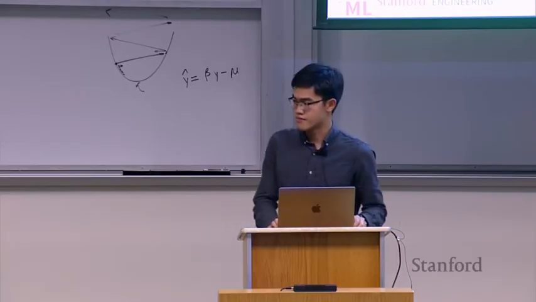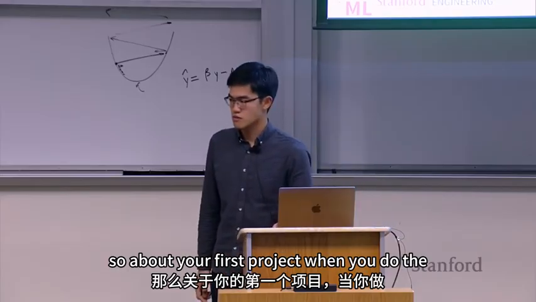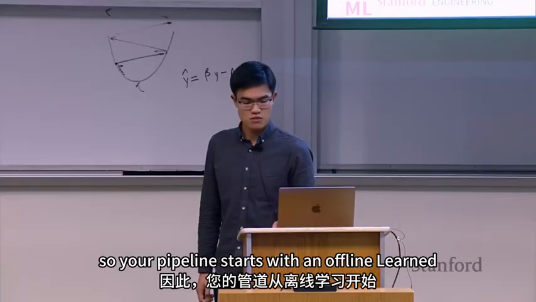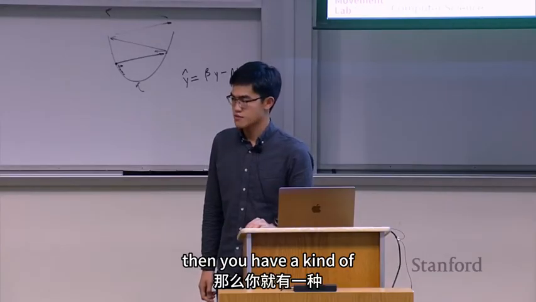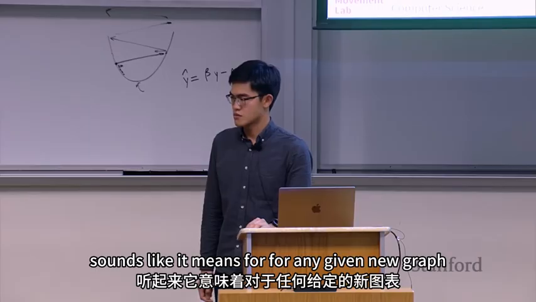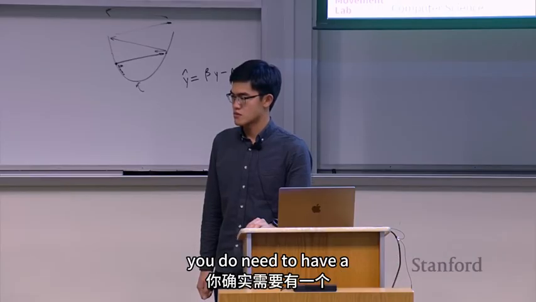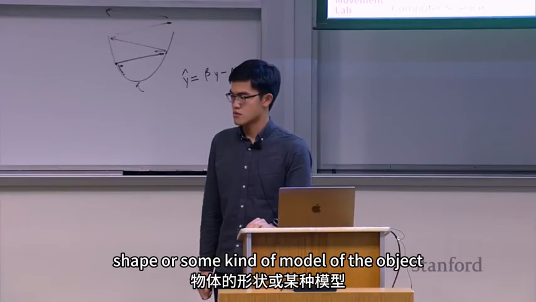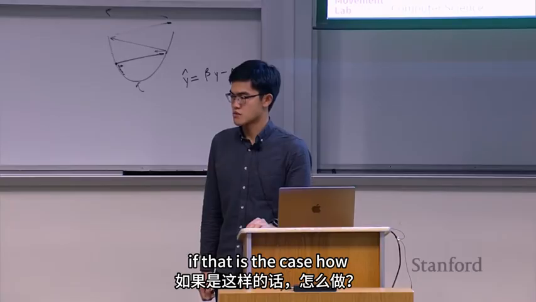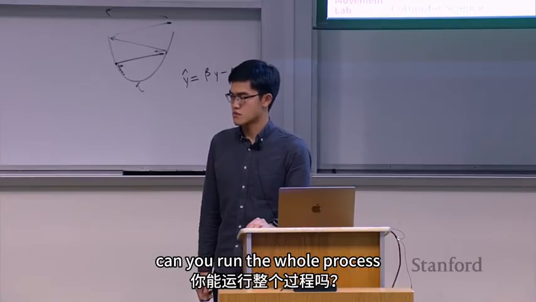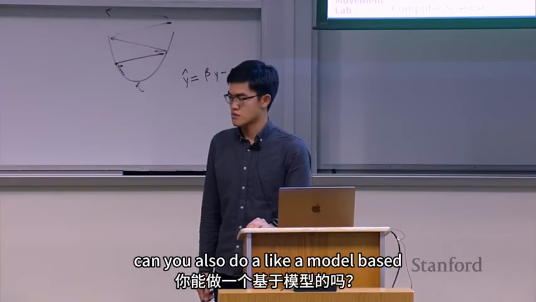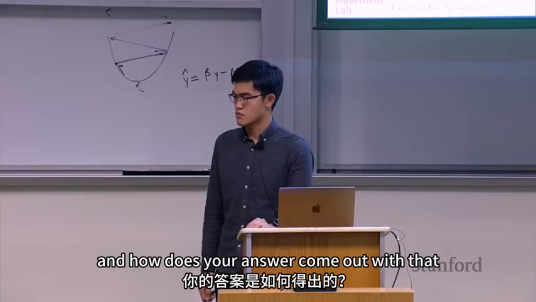Any other questions? About your first project, when you do the dexterous grasping generation, your pipeline started with an offline learned grasp generator. Then you have a model-based optimization procedure to refine the grasp, right? It sounds like for any given new object, you do need to have a shape or some kind of model of the object to run your optimization. If that is the case, how can you run the whole process without the learning part? Can you also do a model-based grasping point generation? And how does your answer compare with that?